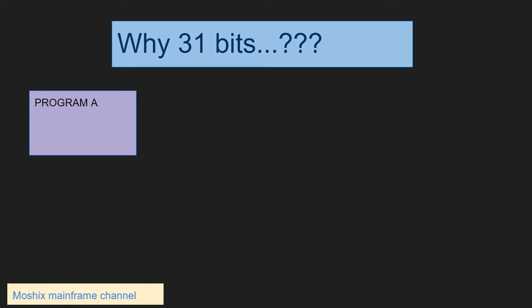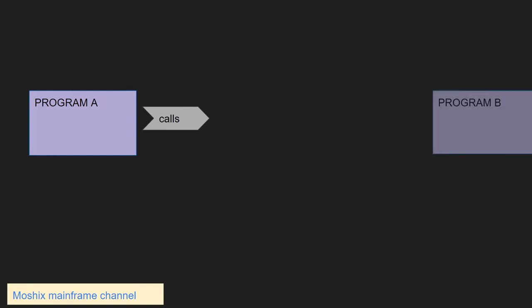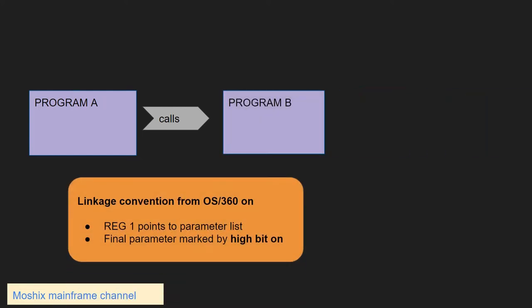In the linkage convention on the S360 and S370 architecture, and of course then it was brought forward into the XA architecture, when a program A calls another program B, they need to pass on some parameters. The linkage convention from the very early days of the mainframe was that register one points to the parameter list, and the final parameter in the parameter list will have the high bit, at position 32, marked on.